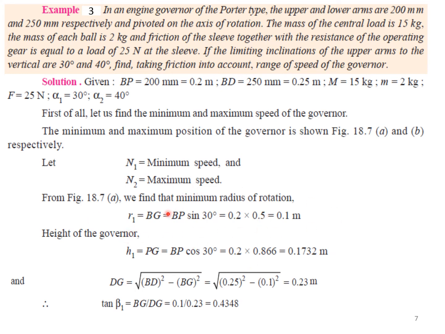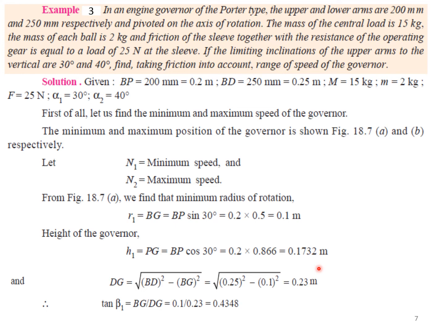By using trigonometric functions, I find R1 is equal to BG, which is equal to BP sin 30 degree. By substituting, I got it as 0.1 meters. Then I find the height of the governor. H1 is equal to PG, which is equal to BP cos 30 degree. Substituting, we get the value of H1 as 0.1732 meters.